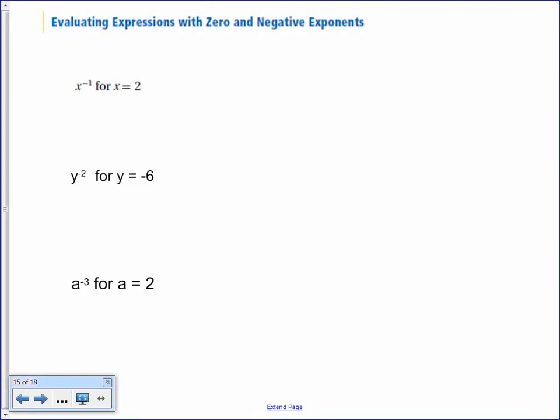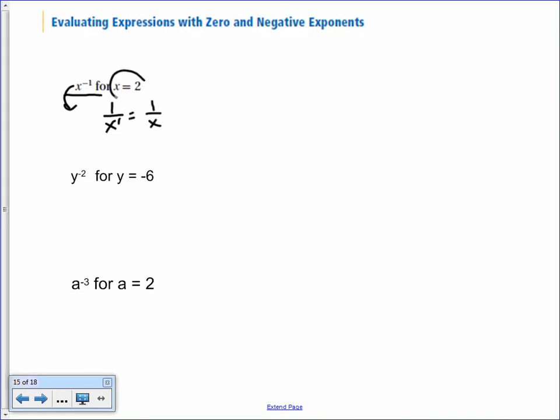And the last few slides, we're going to be evaluating expressions with 0 and negative exponents. So what we're first going to do is simplify the expression just like we have been doing. All right. So here we have x to the negative 1. So let's imagine we're on top of a fraction. We got to move that. So that becomes 1 over x to the positive 1, or just 1 over x.